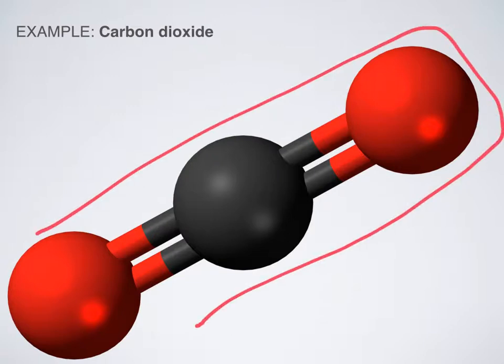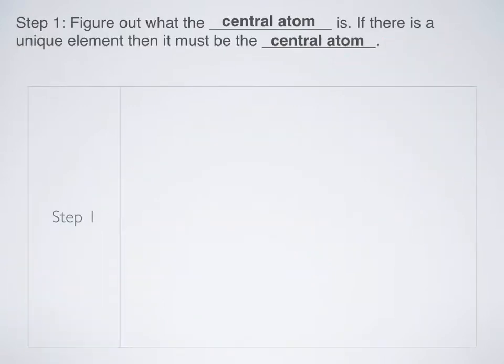So this is kind of what it's going to end up looking like by the time we're done, okay? So step 1, you have a table with all 6 steps, and we're going to draw pictures in those boxes. I put the step at the top just so that you could see exactly what it looks like. Figure out what the central atom is.